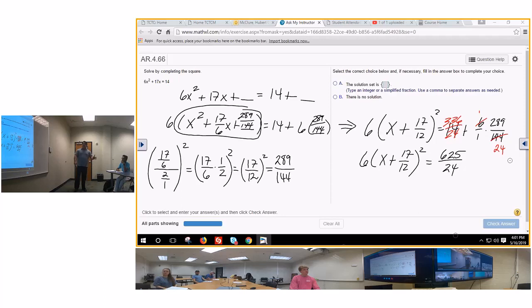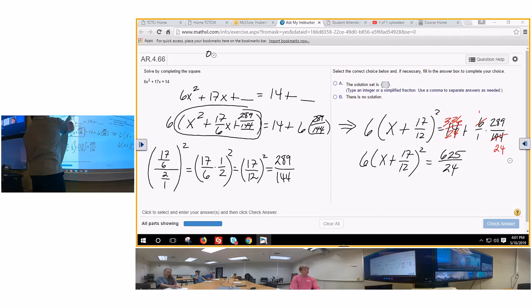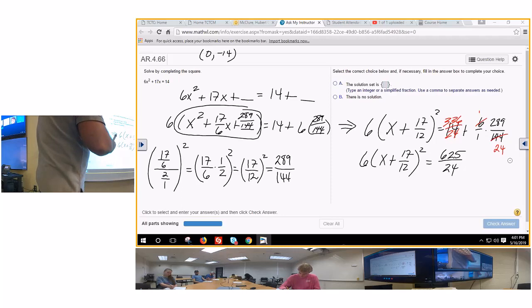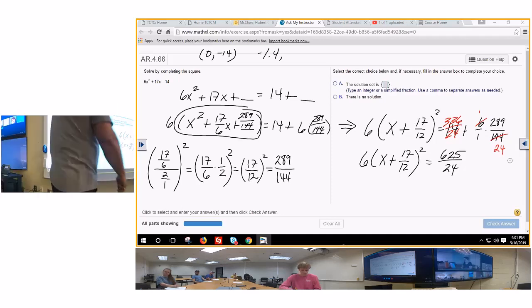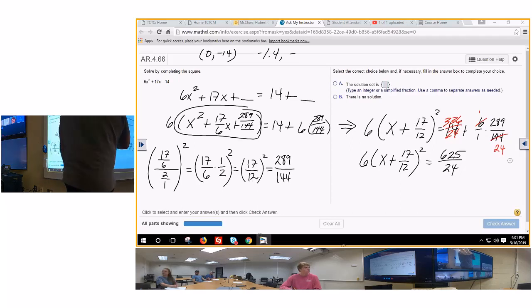All right, keep going. What's our vertex? Let's go ahead and get our vertex because our y-intercept is negative 14. Somebody divide 17 by 12. Almost 1.5. What does it come out to be? 1.4. And then 625 divided by 24. What does that come out to be? 26.04. There's our vertex.